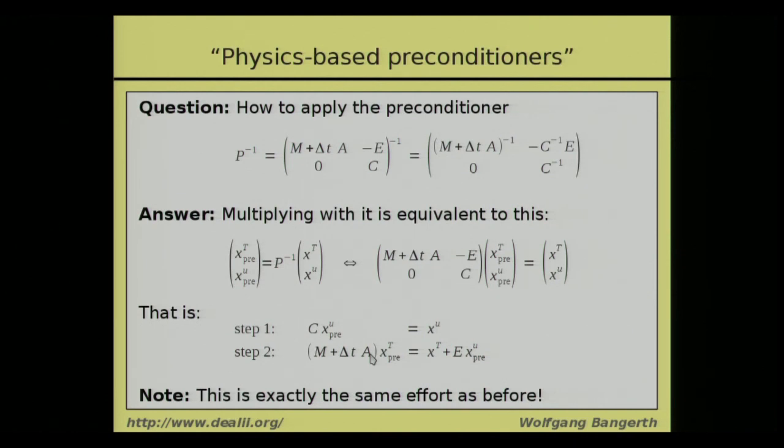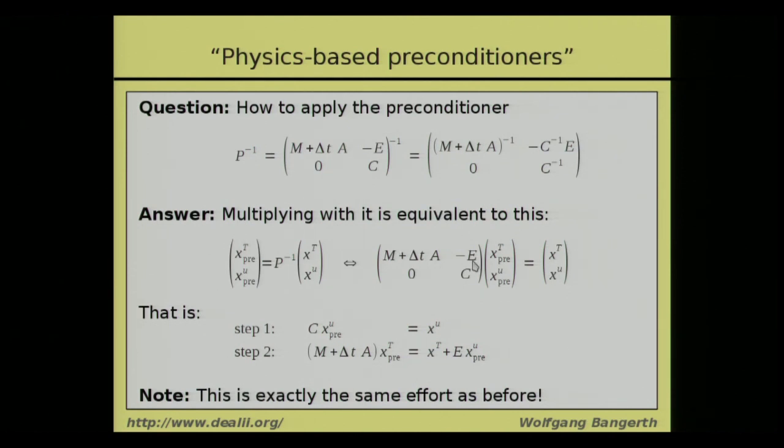And if I do this, then I can ask again, well, what does it take to actually multiply with this preconditioner? Well, here, now let me multiply with P again. That means that one preconditioning step means I have to solve with this particular matrix here, where I now have this term E here.